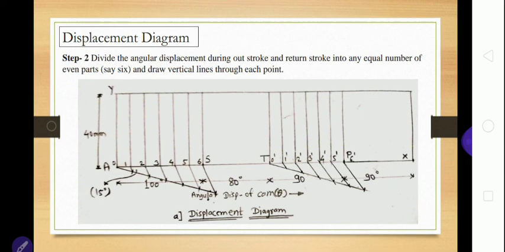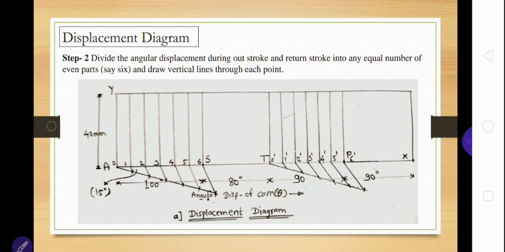Next, a similar procedure you have to follow for the return stroke also. That is, draw one 15-degree line. On that line, divide it into 6 equal parts. Those 6 equal parts may be 1 centimeter spaced, maybe 0.5 centimeter spaced, anything you can select, and then join the last 6th point to the P point. Parallel to this, join all the lines so that you will get the 0 dash, 1 dash, 2 dash, 3 dash, 4 dash, 5 dash, 6 dash points, and from those points draw the vertical lines as per our procedure.